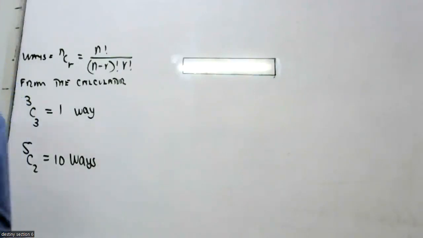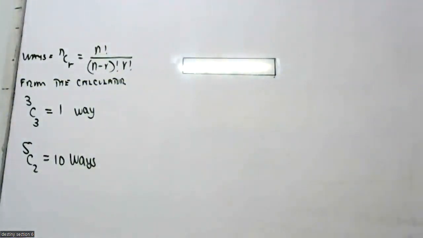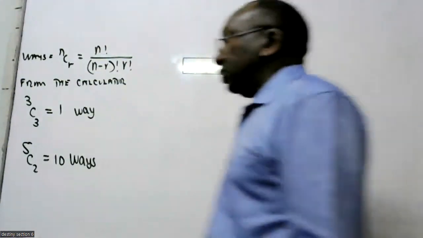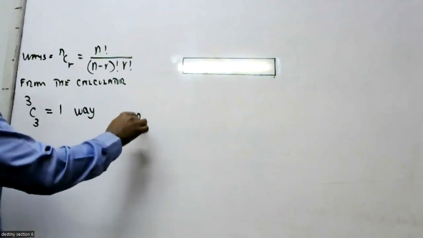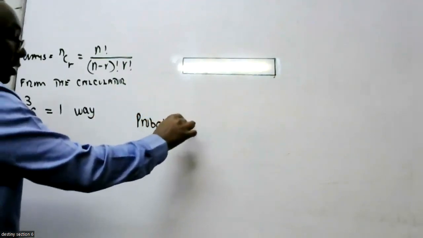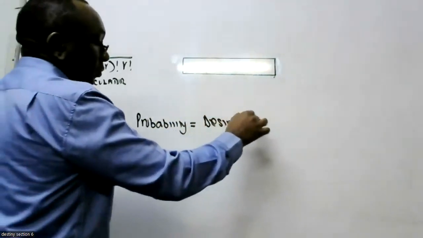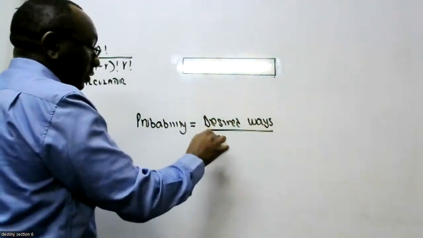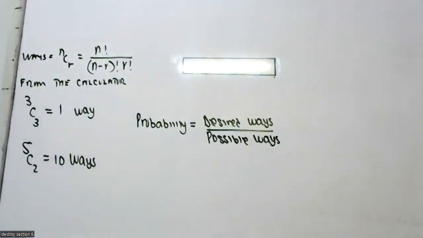Okay. Then down there you write that combinations are used to compute probabilities, using the formula: probability is equal to desired ways over possible ways.